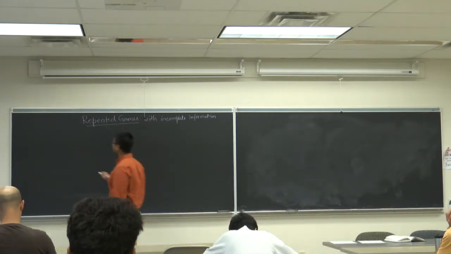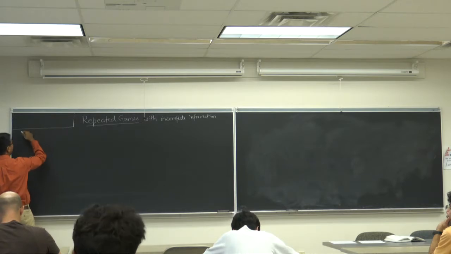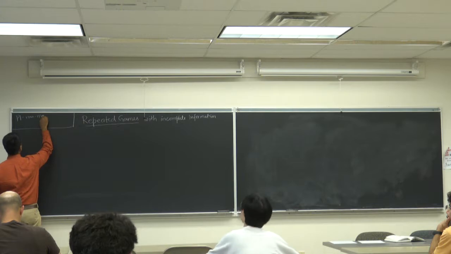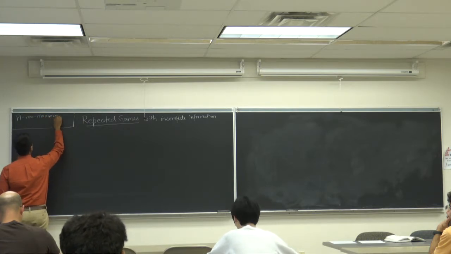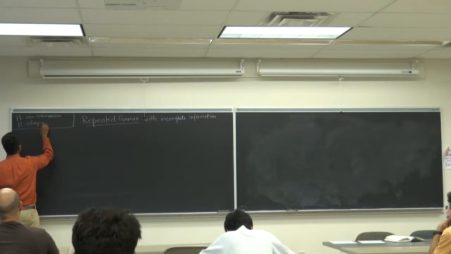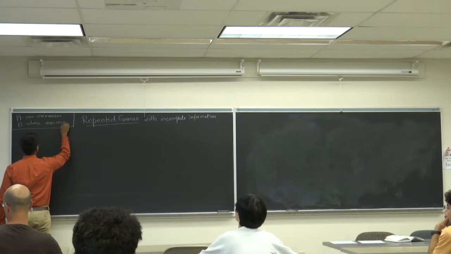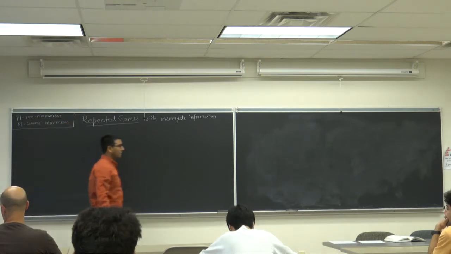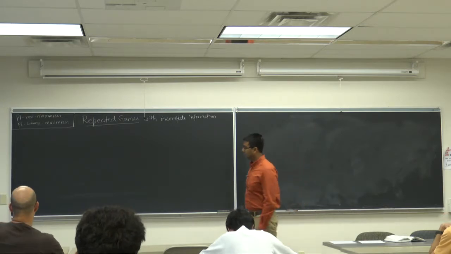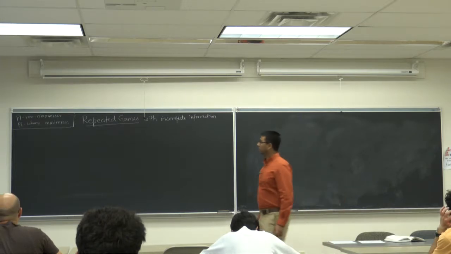And the setting is as follows. For the entire lecture, P1 is the row player and is the maximizer. P2 is the column player and is the minimizer. Okay, so whatever matrix I'm going to draw, P1, the row player, wants to maximize it, P2 wants to minimize it.